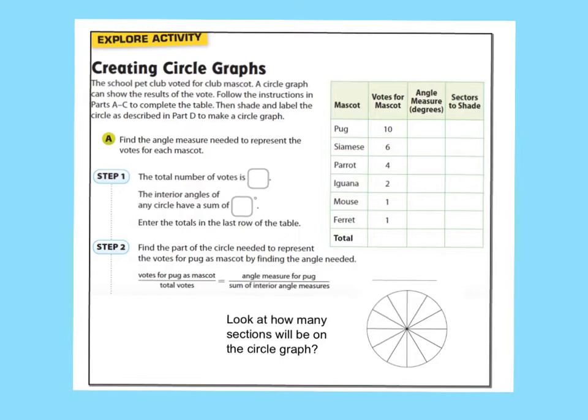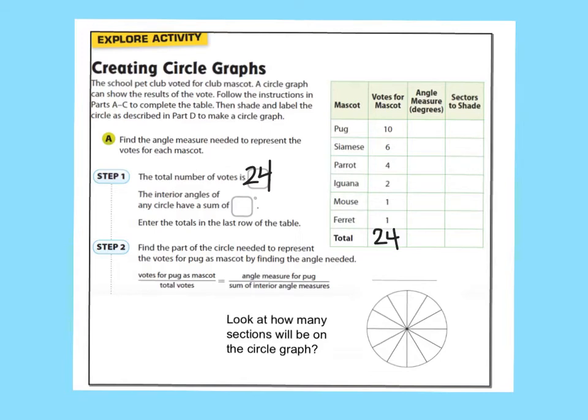We're going to create a circle graph. It says the school pet club voted for club mascot. A circle graph can show the results of the vote. Follow the instructions to complete the table, then shade and label the circle as described in part D to make the circle graph. So find the angle measure needed to represent the votes for each mascot. First thing we need to do is get the total number of votes. When I add up all these votes, I have 24 total votes.